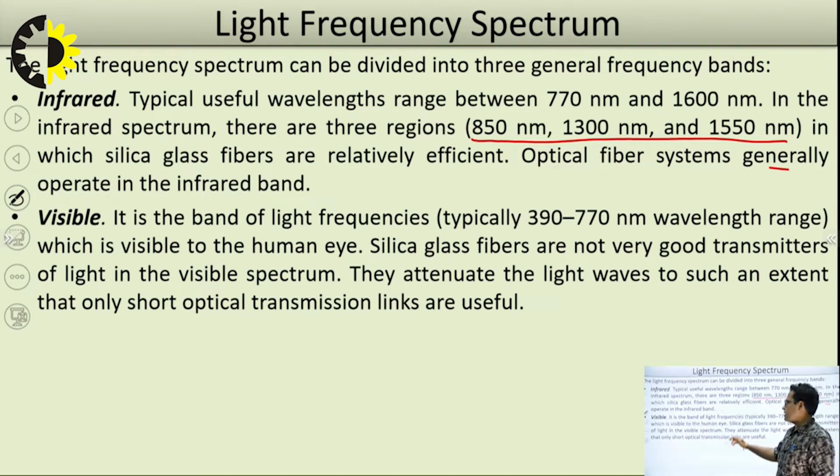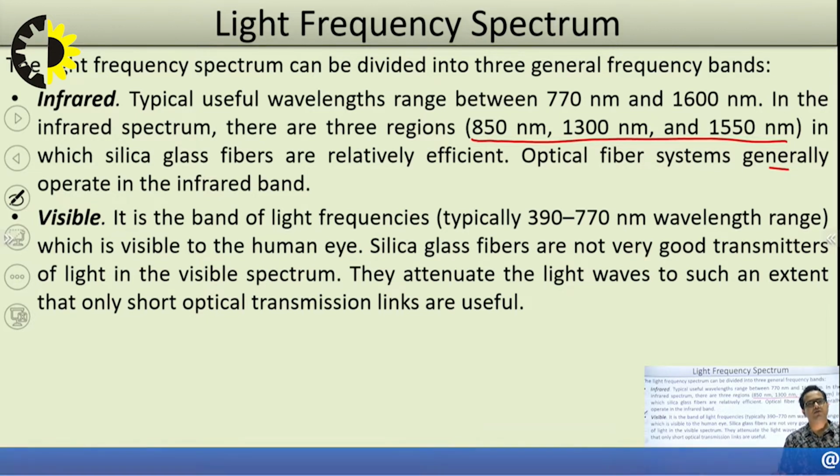Apart from the infrared region, we have the visible spectrum. What is the range of the visible spectrum? It is around 390 to 770 nanometers. This is also a region in which you can use fiber communications. The problem is that in this region the attenuation is quite large, so we have to use it only for shorter distances.